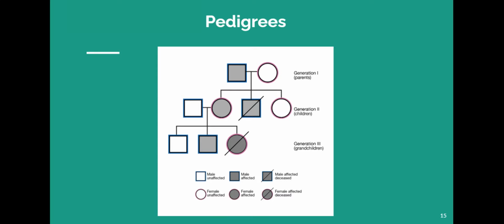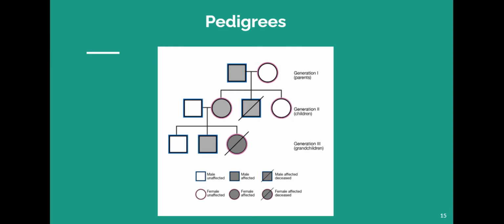So this is a pedigree. A pedigree is a family tree, a genetic family tree, and it is used to track or trace traits within a family. So hopefully by the end, if I get back to this picture, you understand it a lot better.